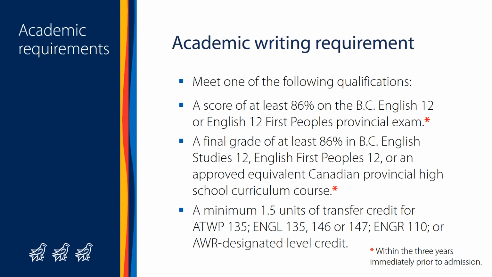Another way is to receive transfer credit for ATWP 135, English 135, 146, or 147, or Engineering 110. These can all satisfy that requirement. So if you haven't met the academic writing requirement through prior studies, all that means is that during your degree, you will have to complete one of ATWP 135, English 146 or 147, or Engineering 110 if you're an engineering student, in order to satisfy this university-wide requirement.